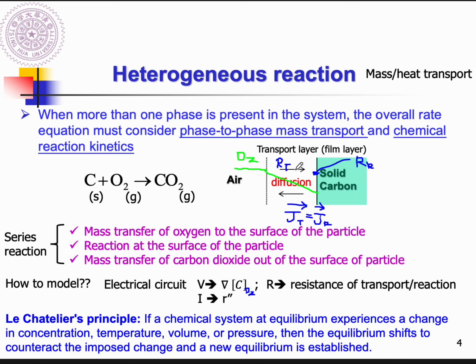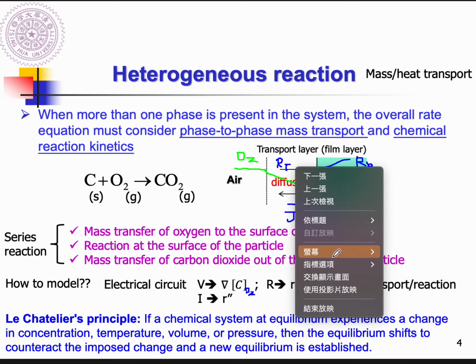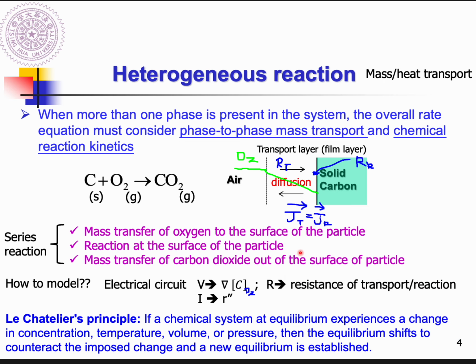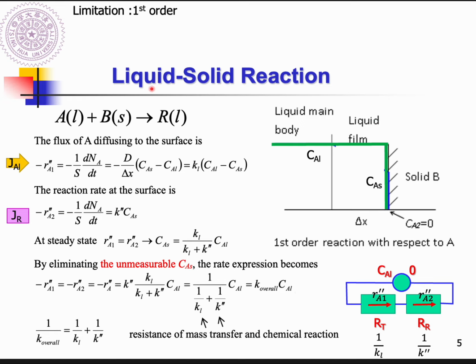Okay, if you have this concept, let's move to the next slide to give you an example and try to demonstrate that this heterogeneous reaction really can be modeled with an electrical circuit. What we have here is a liquid-solid reaction. We have liquid A reacting with solid B and generating liquid R. So there are two phases involved in this reaction, and this belongs to heterogeneous reactions.